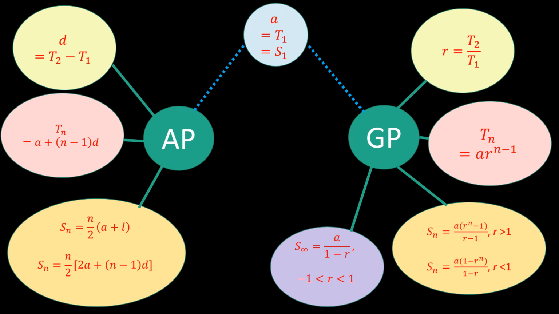Now, there are some similarities of the concept between the AP and the GP. Okay, first, a is equal to T1 and also equal to S1. So these three are the same, but you're using different T and S by using the respective formula.